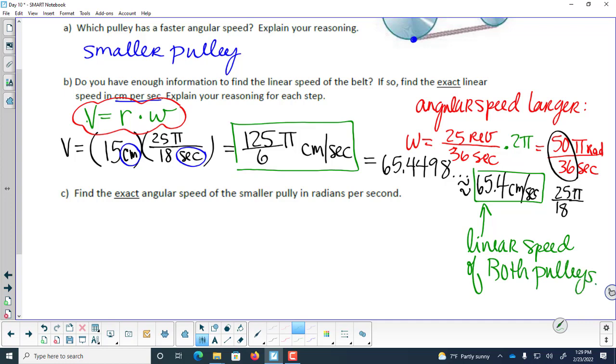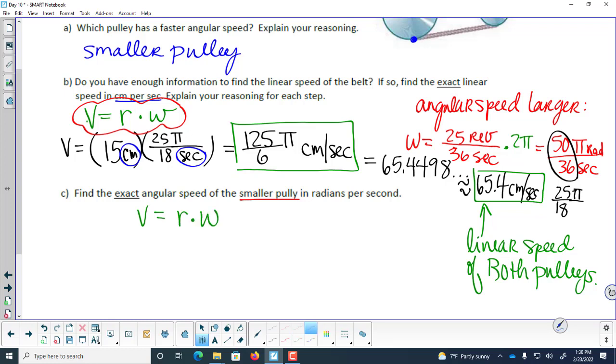So I know the linear speed of the larger one, I know the linear speed of the smaller one. So we're talking about the smaller pulley. I know its linear speed. Do I know its radius? Yes. What am I trying to find? The angular speed. So I can use that formula to find angular speed. It's a multi-purpose formula. We like it. So I'm going to start with that. Here we go. And I'm going to substitute.